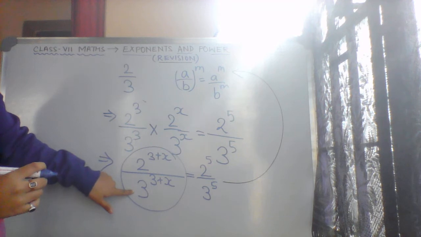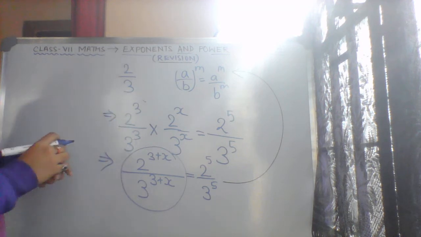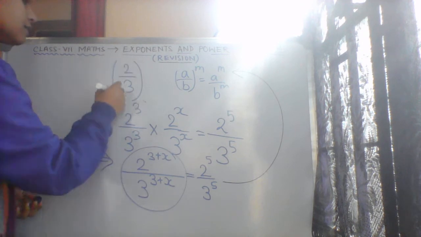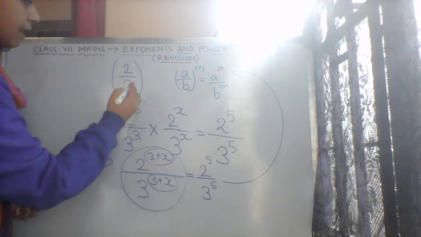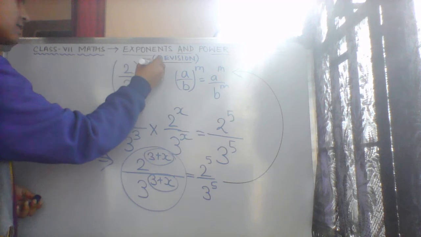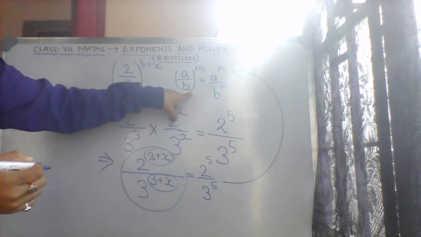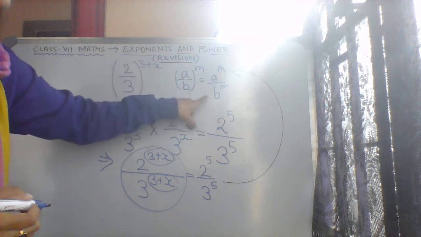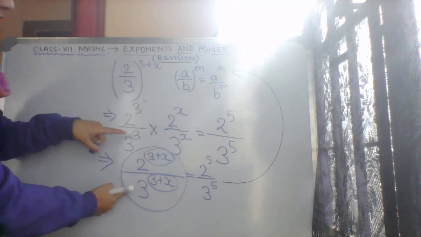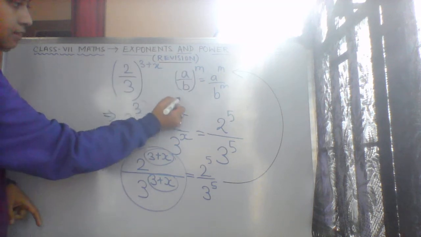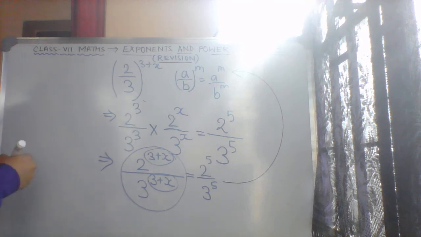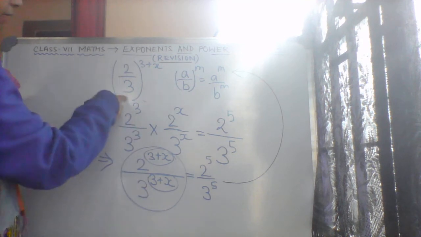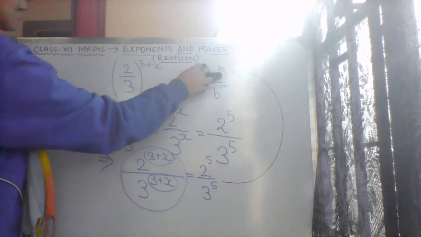2 by 3. 2 and 3 are the bases. So, 2 by 3 whole to the power... Since both the powers are the same, I can write 3 plus x over here. Follow this process. So I can just combine in this form. Okay, so I have combined and written 2 by 3 whole to the power 3 plus x.